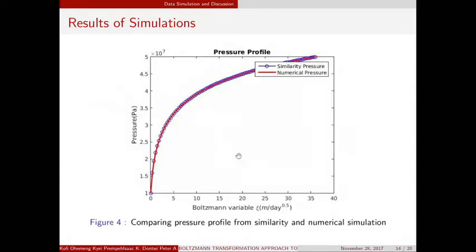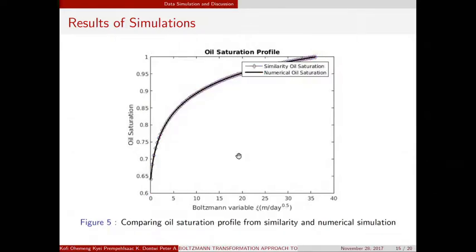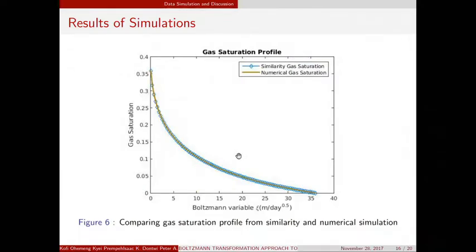So once you're able to do this, we know that the solutions from the partial differential equations can be remerged into a single curve once we plot them against the Boltzmann variable. And here we compare the solution from the Boltzmann approach to the numerical approach, and we see a very good match between the pressure distribution from the Boltzmann approach as well as the numerical approach. Then we also take a look at the distribution of the oil saturation as well as the gas saturation, comparing both the numerical and the Boltzmann approach, and we realize that both of them are reasonably a good fit.